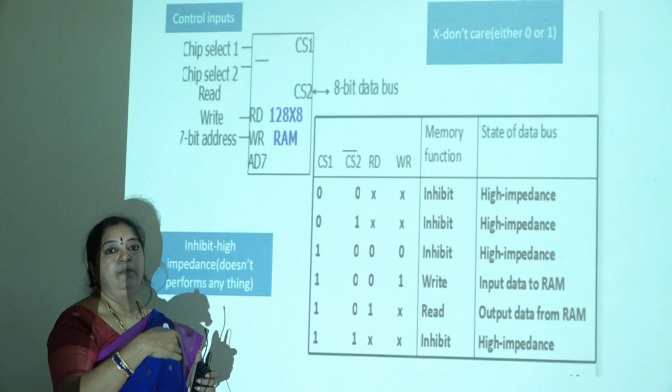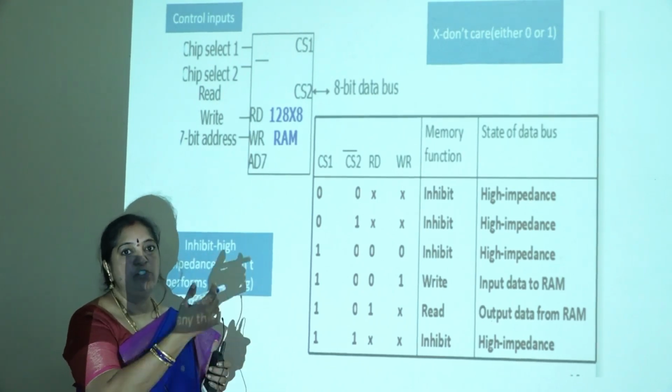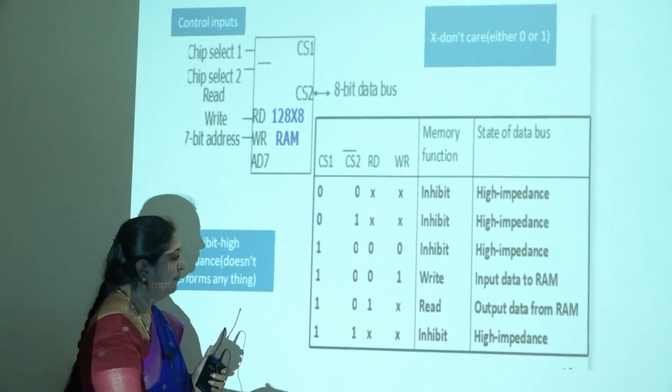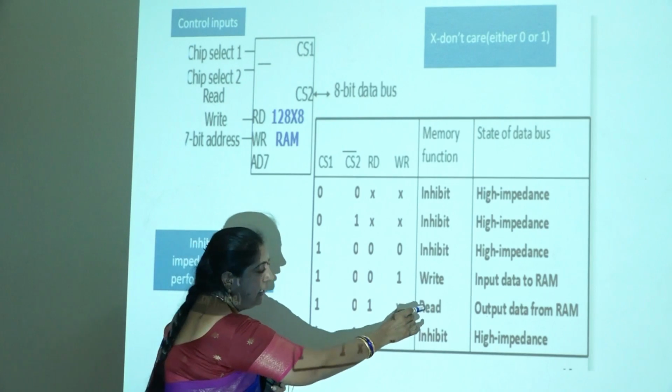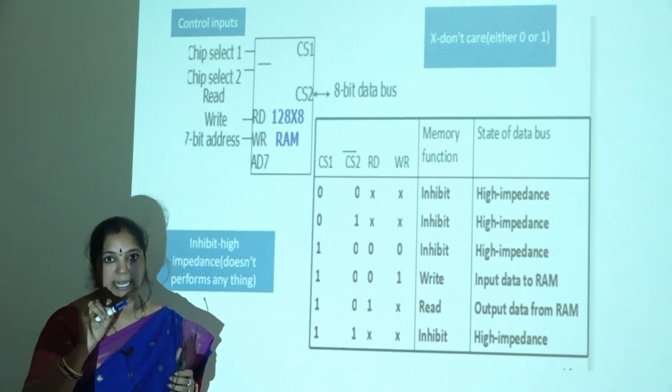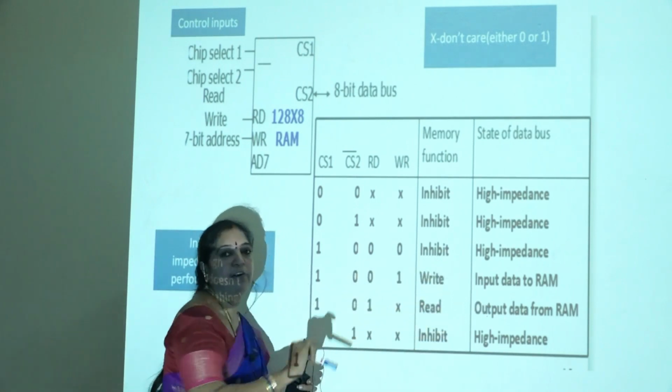In the RAM, we are sending through the CPU the data which is to be written on the RAM. With 1, 0 and read bit 1, if you are taking, the read operation is active. Read operation active in the sense output data from RAM.